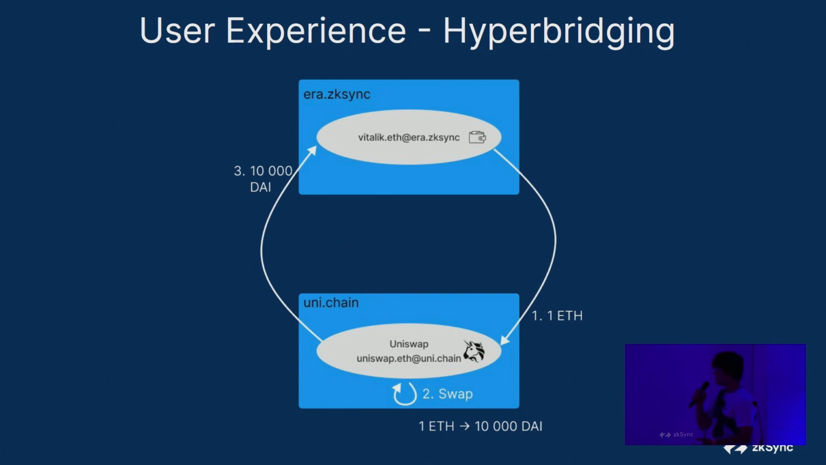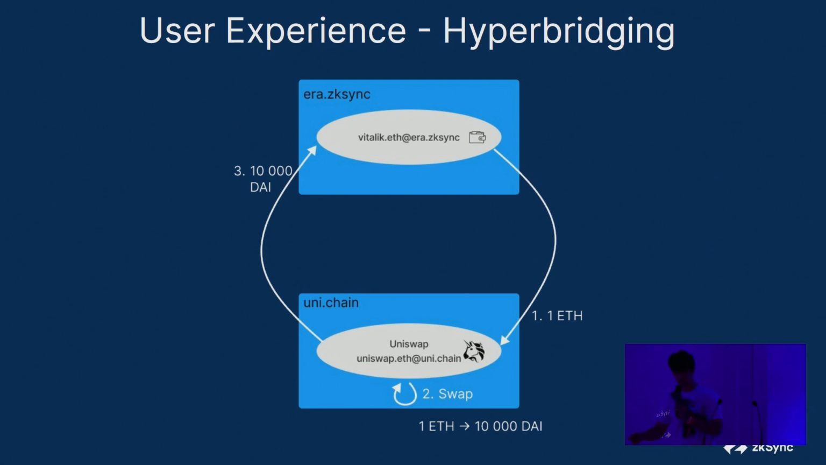So you will be able to send a transaction on a hyperchain. This will be relayed to another chain, for example, the Uniswap chain, where it will be executed. The swap will happen. 1 Ethereum will be converted to, for example, 10,000 DAI. And this 10,000 DAI will be sent back to the original hyperchain. And you will only have to initiate the first transaction.